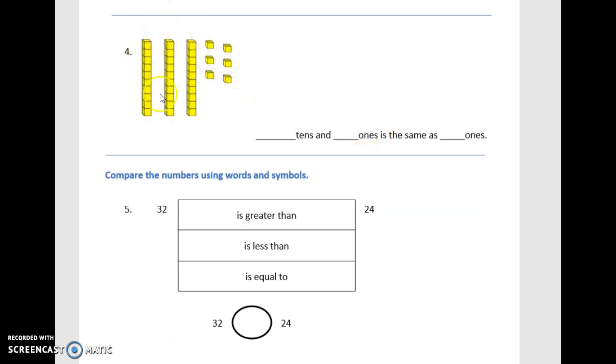Okay, looks like you're doing the same thing on question 4. How many tens, how many ones, and then you just combine them all to be ones. So how many ones is that equal to?